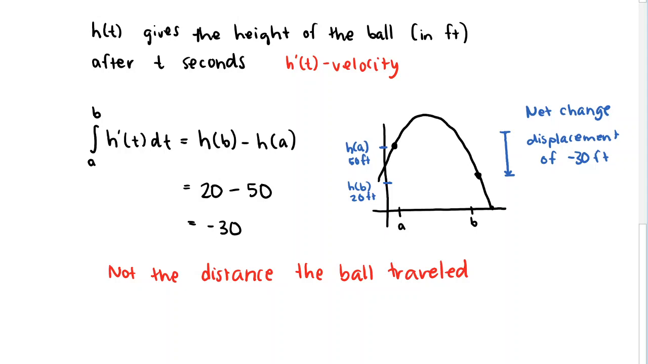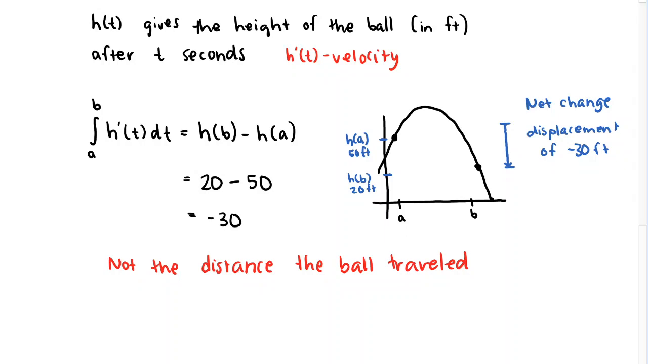Because there was some time this ball traveled upwards, and some time this ball traveled downwards, and here we're just saying that it moved down 30 feet. If this ball moved in the same direction during this whole period of time, then we could interpret it as distance. But here, because it didn't go in the same direction during this whole window, we're calling it displacement. And so we'll talk about this a little bit more in a moment.